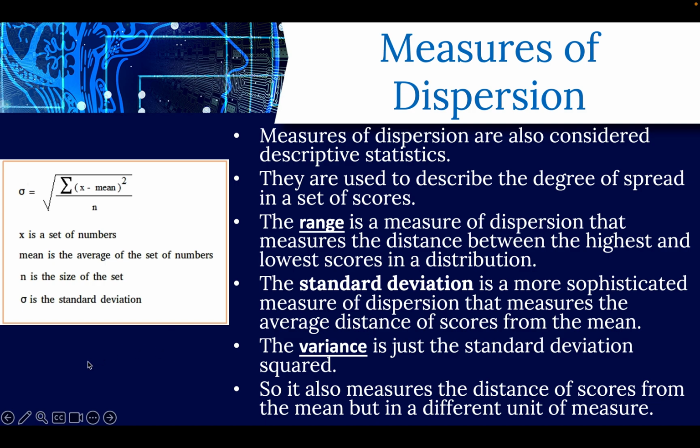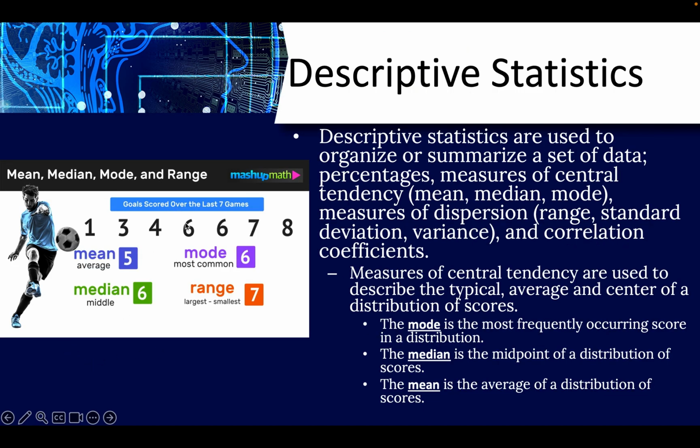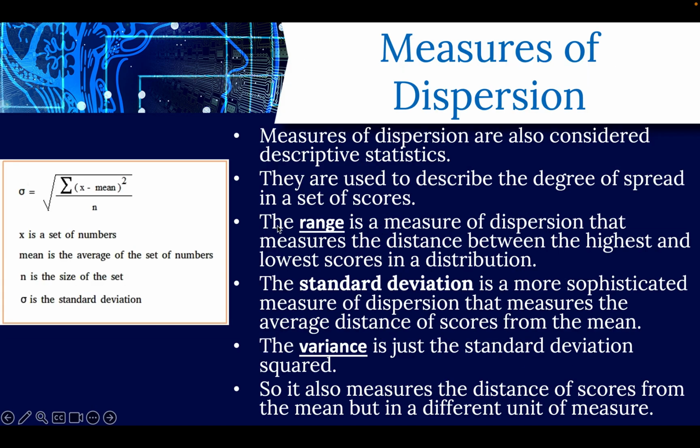So in this case, the mean is 5. You subtract 1 from 5 and you get 4. You subtract 3 from 5, you get 2. You subtract 4 from 5, you get 1. You subtract 6 from 5, you get minus 1. You get minus 1, minus 2, and minus 3. And then you square all that, so they're all positive numbers. A minus times a minus is a positive, of course.